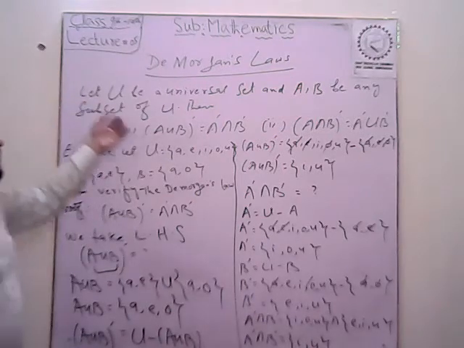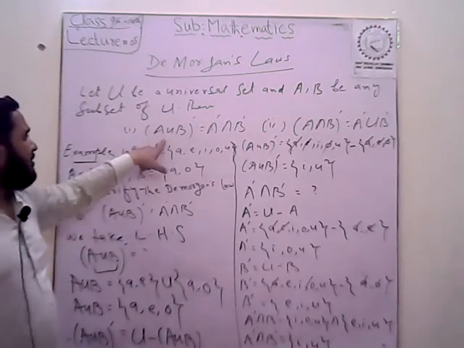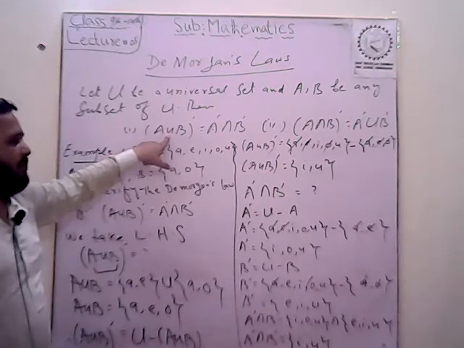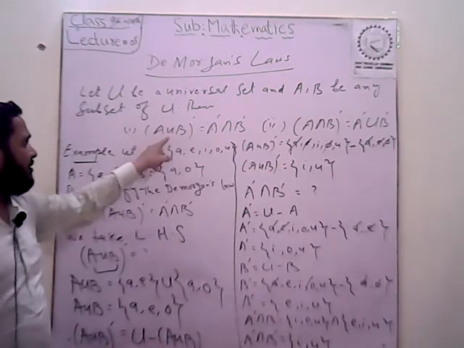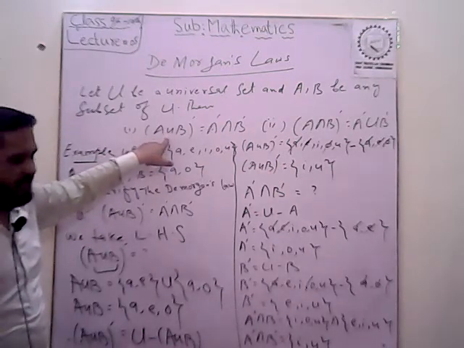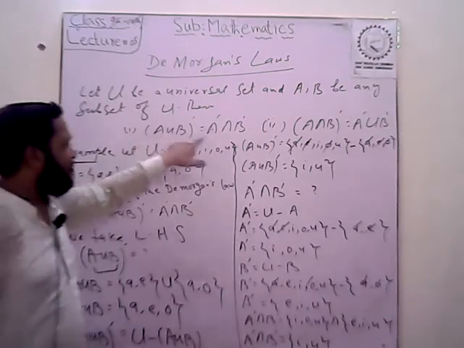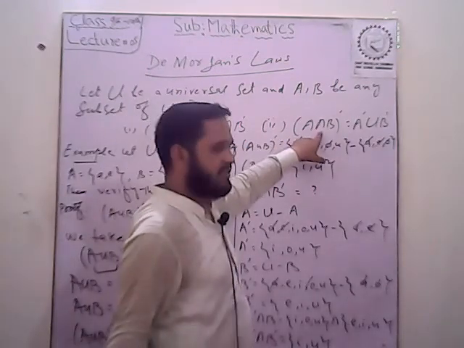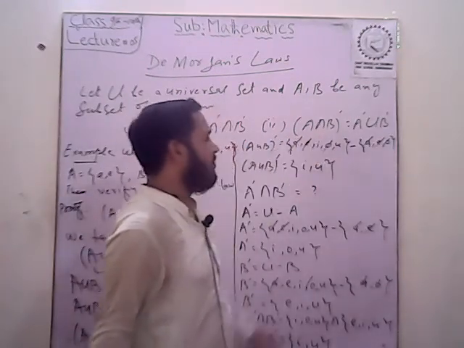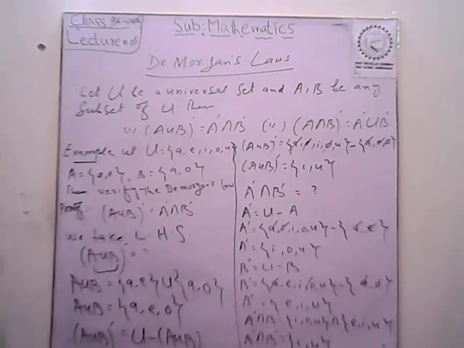You can see on the board, in the first property the operation applied between the two sets is union, and in the other property you can see intersection is applied between the two sets A and B in U.